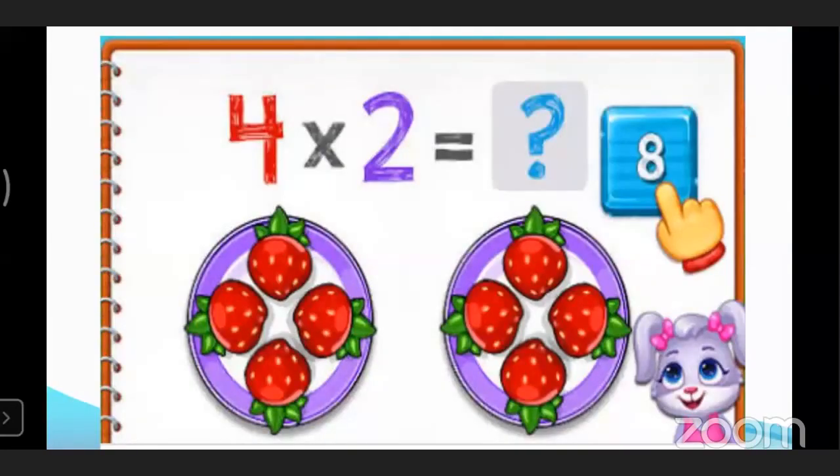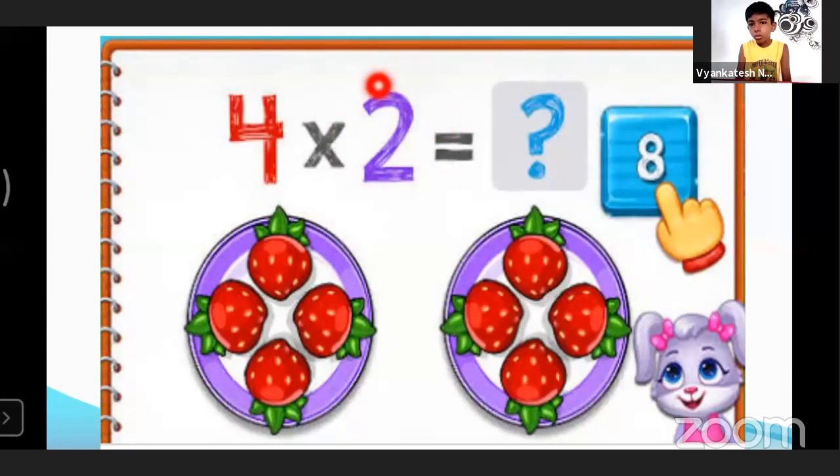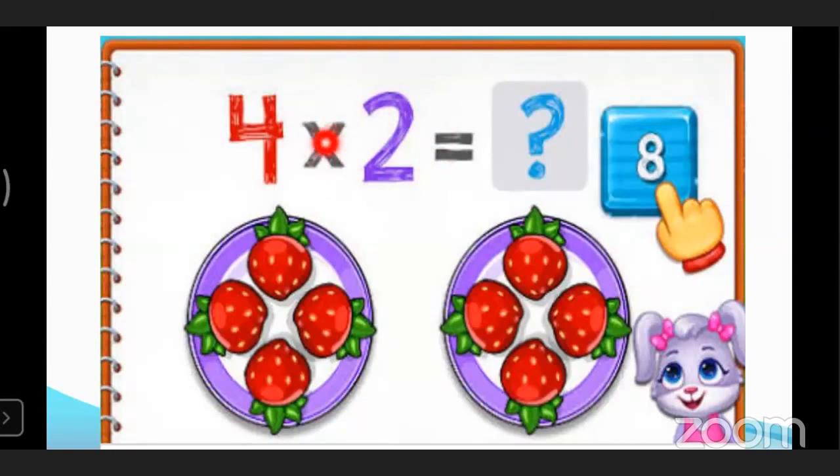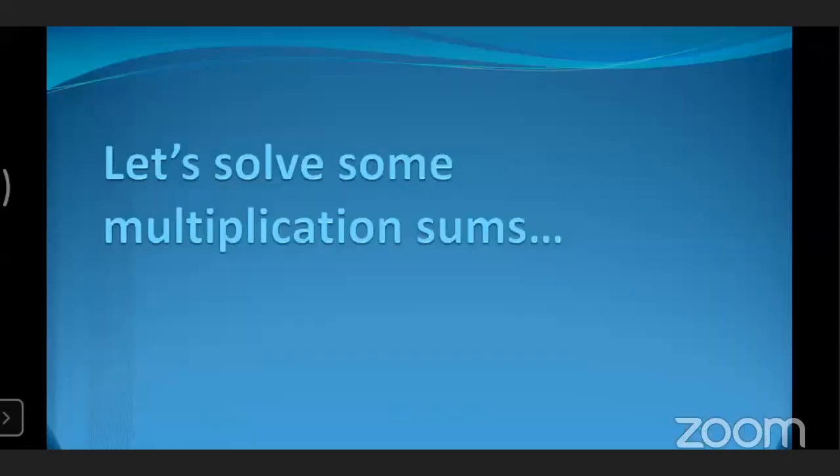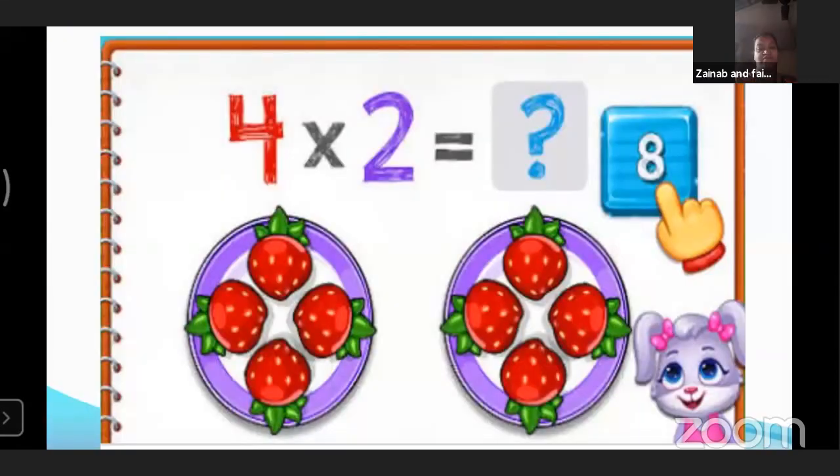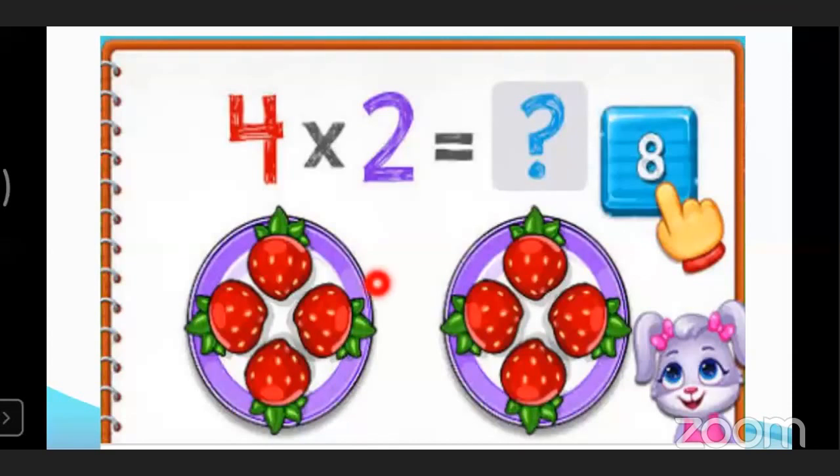Now see what you can see in this slide. Can you see this number? 4. And which is this number? 2. And this is a sign of multiplication. 4 multiplied by 2, right? Other than this number, what you can see in this picture? Strawberries. Do you like to eat strawberries? See, strawberries are in the plate, right? One plate is there, right?